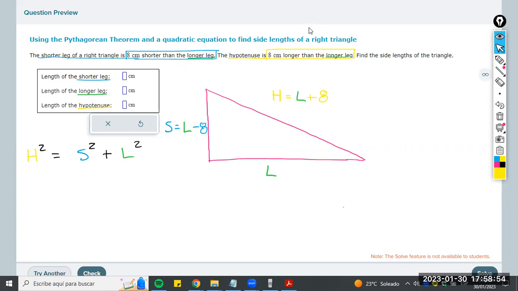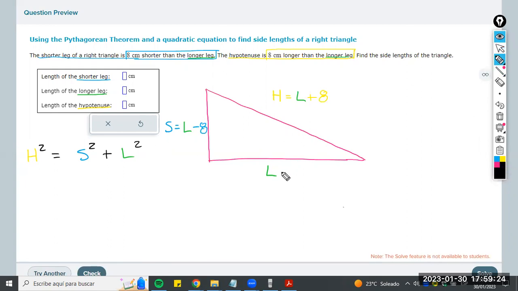We're going to use the Pythagorean theorem, that in this case with these letters would be H squared. And remember, we always start with the hypotenuse, the one that is alone in one of the sides of the equation. Hypotenuse squared equals the other two sides squared and added together. So let's proceed with this.